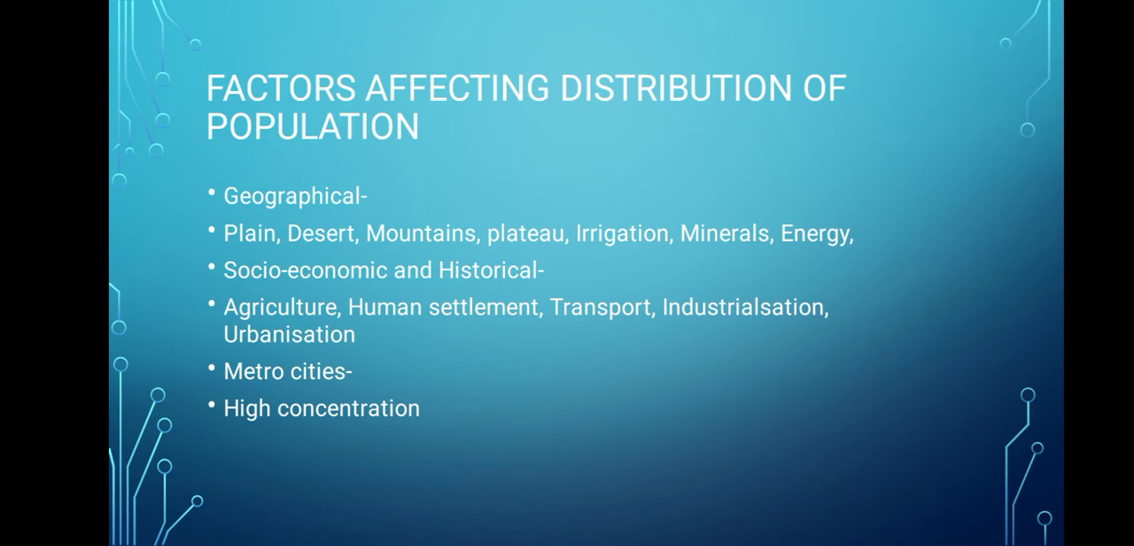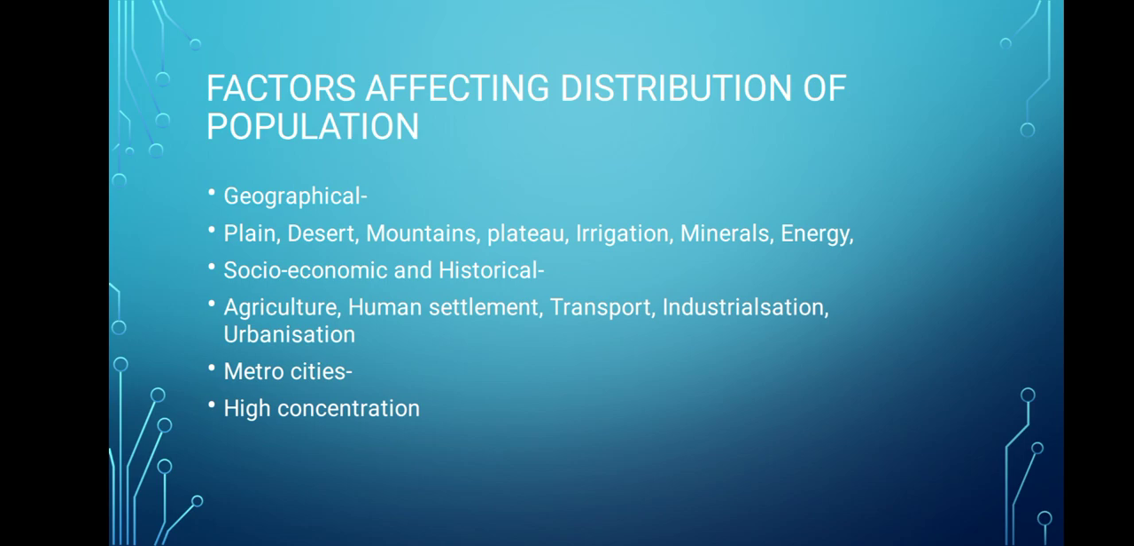The next part is socio-economic and historical factors. In this, we count agriculture, human settlement, transport, industrialization, and urbanization, etc. Wherever agriculture is highly developed, people prefer to settle there. And that is directly connected with human settlement. So, many people like to settle in such areas.